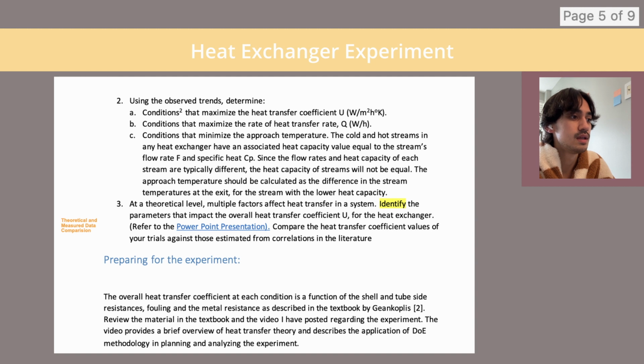The cold and hot streams in any heat exchanger have an associated heat capacity value equal to the stream's flow rate F and specific heat Cp. Since the flow rates and heat capacity of each stream are typically different, the heat capacities of the streams will not be equal. The approach temperature should be calculated as the difference in the stream temperatures at the exit for the stream with the lower heat capacity.